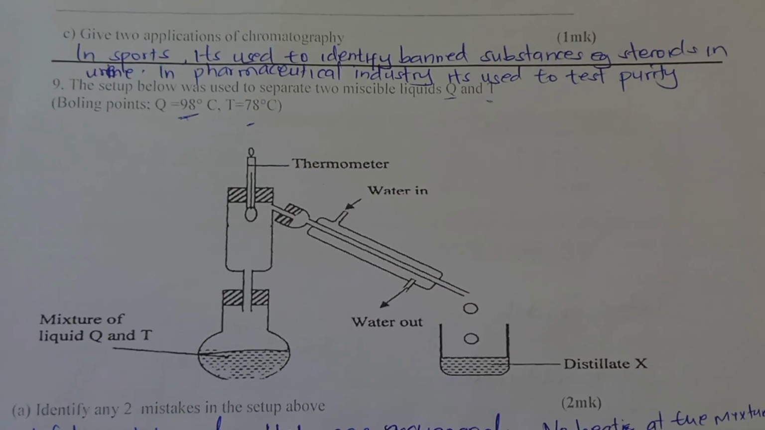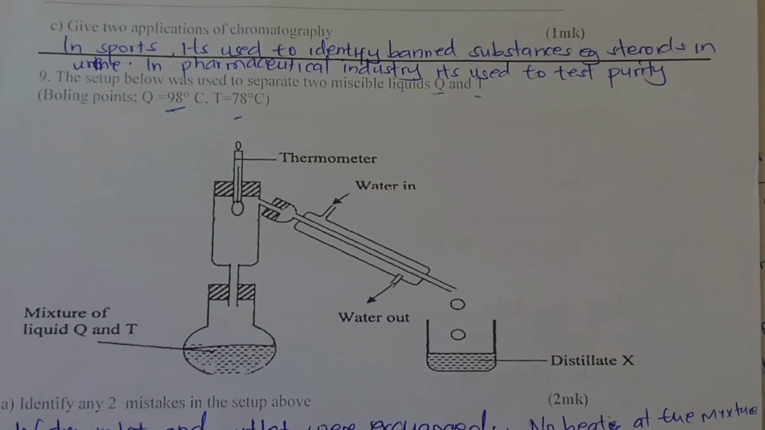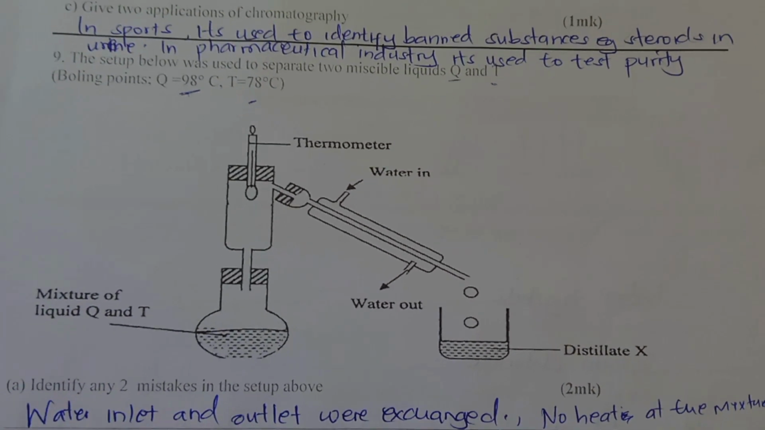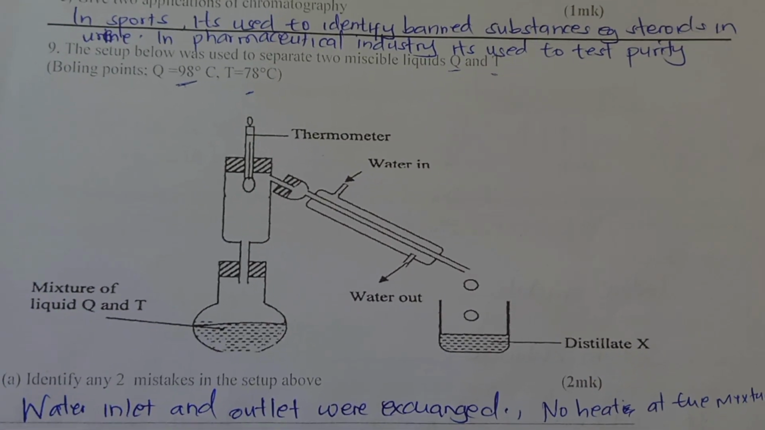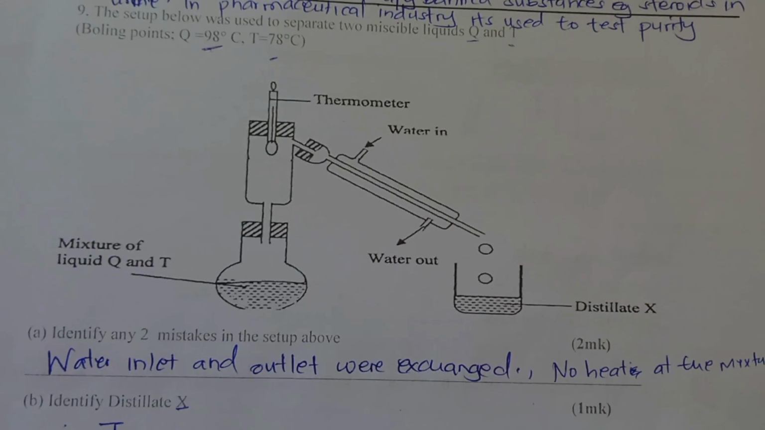Give two applications of chromatography. It's used in sports to identify banned substances, e.g. steroids in urine. It's also used in the pharmaceutical industry to test purity of drugs.